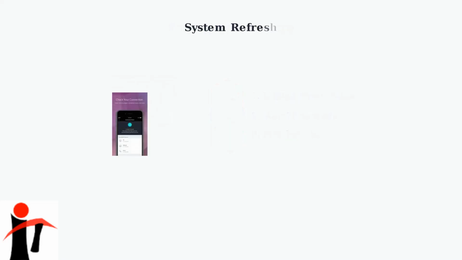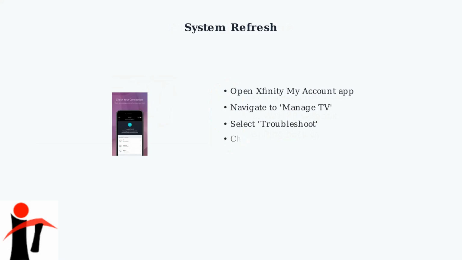If a soft reset doesn't work, try a system refresh through the Xfinity My Account app or website. This sends a refresh signal directly to your cable box. The system refresh takes about 2 to 3 minutes and will restart your cable box automatically. This method resolves connection and software-related audio problems.